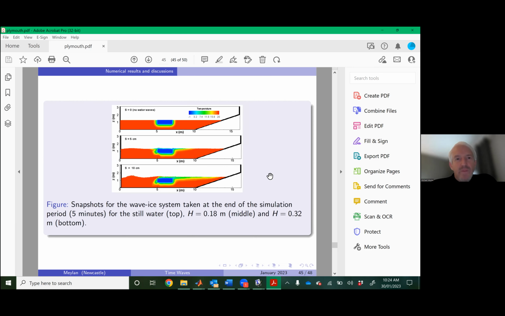And then the most interesting thing here is how much effect the waves have. So if you have no waves, you just get the slow convective cooling. And if you have waves, you get much more cooling, much more cold water formed. So that's one of the things that we really wanted to show. It's an interesting thing, and there are people interested in the way the waves melt ice.